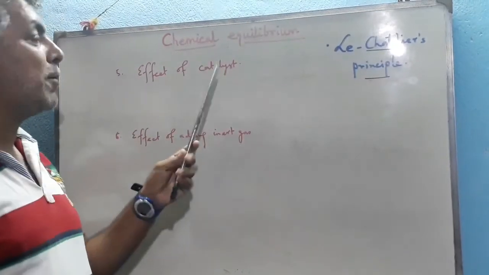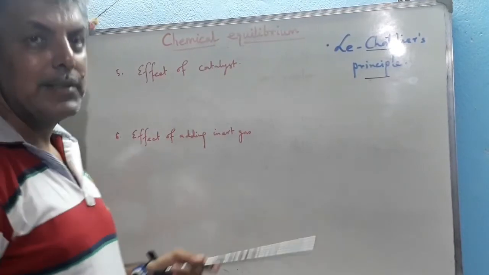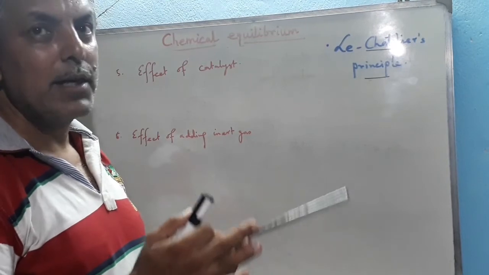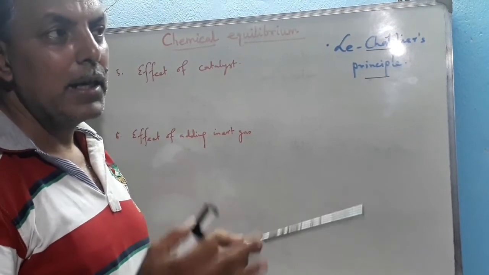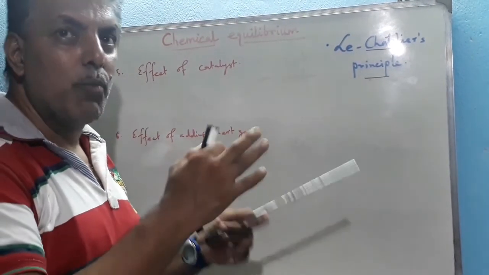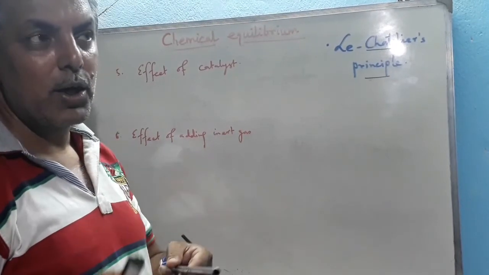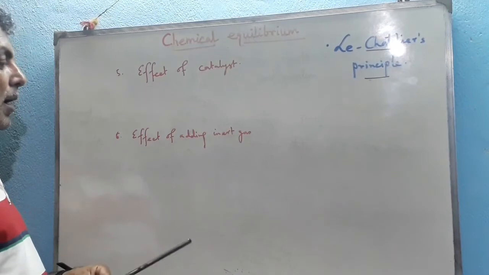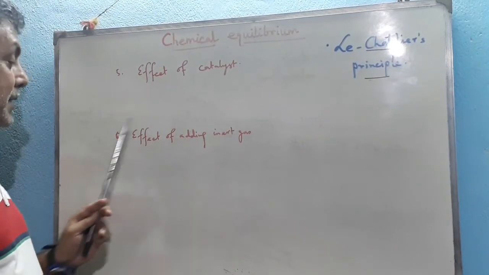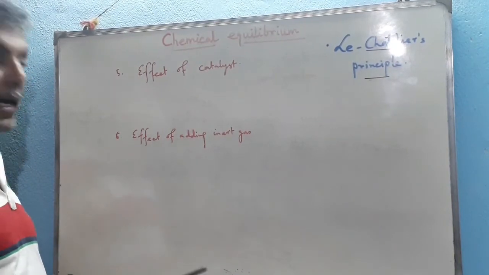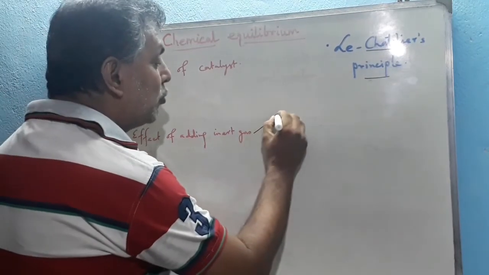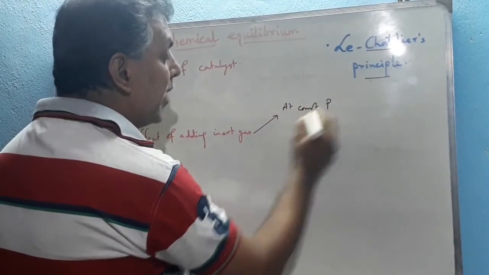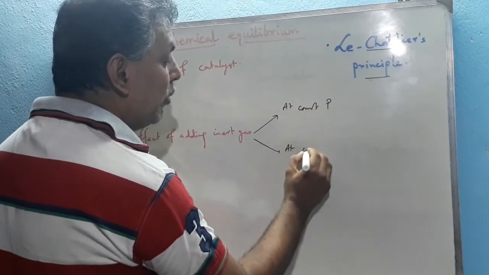Fifth point is the effect of catalyst. We know that catalyst has no effect on the equilibrium, because it only helps to reach the equilibrium more readily. But after attaining equilibrium, it affects both the rate of forward reaction as well as the rate of backward reaction equally, and hence it has no effect on the equilibrium. But the effect of adding inert gas, this is the last point. Inert gas can be added in two ways: at constant pressure, at constant volume.